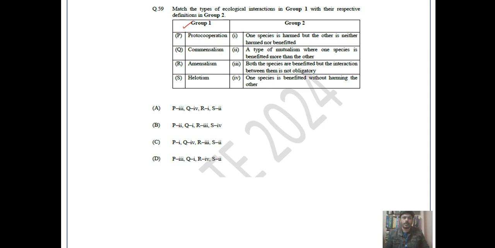shows their respective definitions. So if we see photo cooperation, it is a type of ecological interaction where both the species are benefited, but the interaction between them is not obligatory. So P matches with 3.